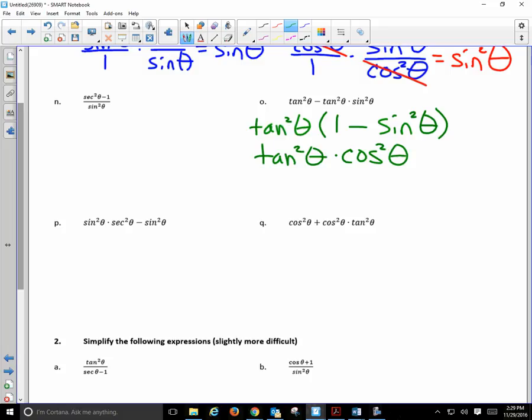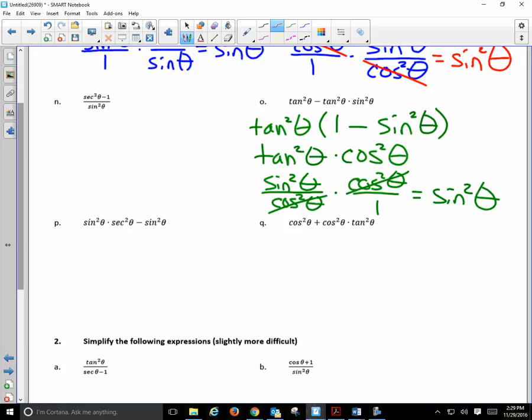Well, now I'm home free, because that's a problem like we just did yesterday, and Mr. Gens had us do a checkpoint on that, and I'm pretty confident we all know how to do that now. So we'll rewrite tangent squared as sine squared over cosine squared times cosine squared over 1. Cosine squareds cancel, and I'm left with sine squared. Now, some of you are saying, well, Mr. Gens, I just crossed off the tangent squareds, and I got sine squared anyway. You just got lucky, okay? Doesn't really work like that most of the time, all right?